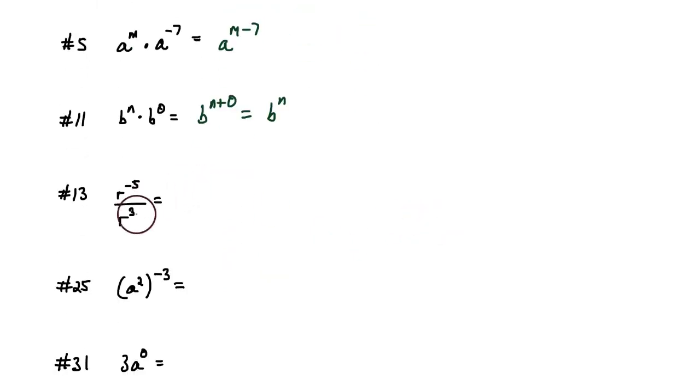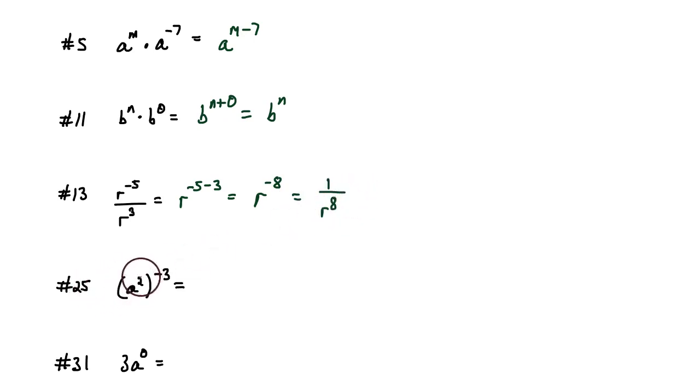Number 13, we have a division problem with the same base. So the rule was to write the base and subtract the exponents. This makes r to the -8 power. Again, the directions are a little unclear if we can leave our answer with negative exponents or if we're supposed to use the reciprocal rule that we're learning in the section. This is equal to 1 over r to the 8th power.